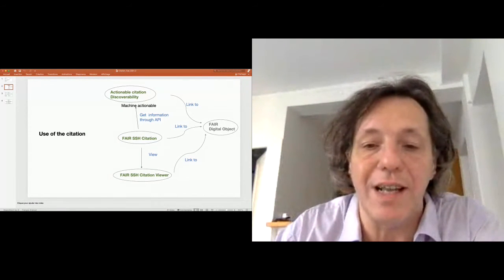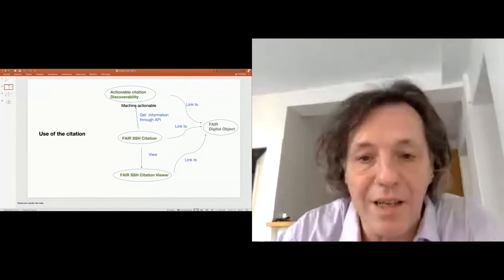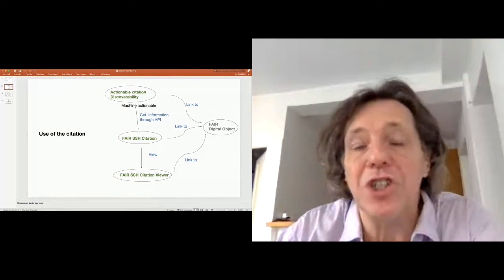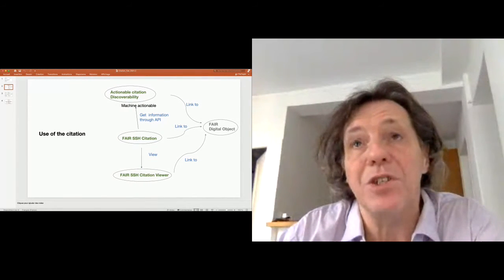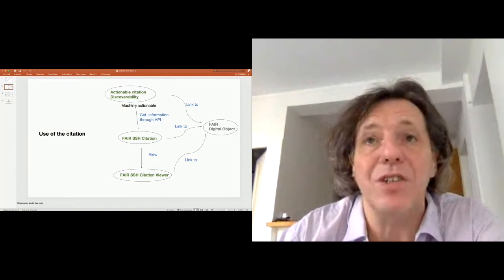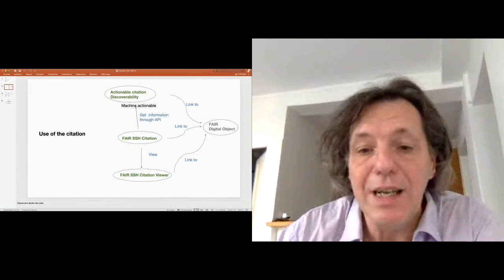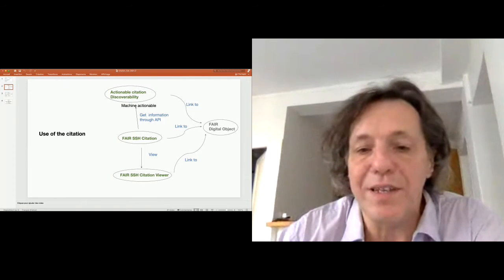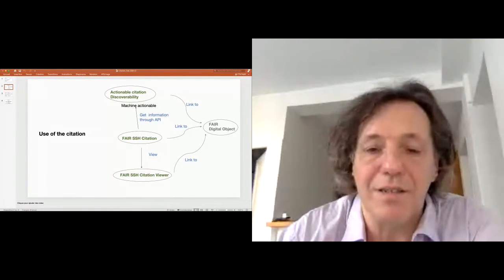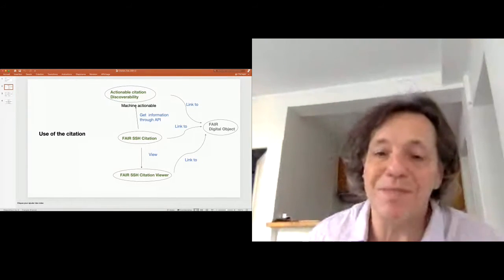So you can see that there will be an API. That means that we can share this kind of information easily. We can retrieve this kind of citation and retrieve the data as well. And also there will be a FAIR citation viewer for human people, of course. Next slide, please.